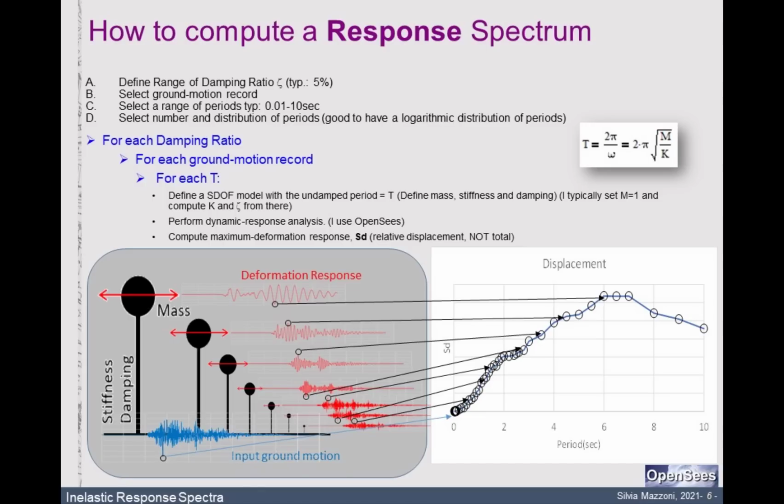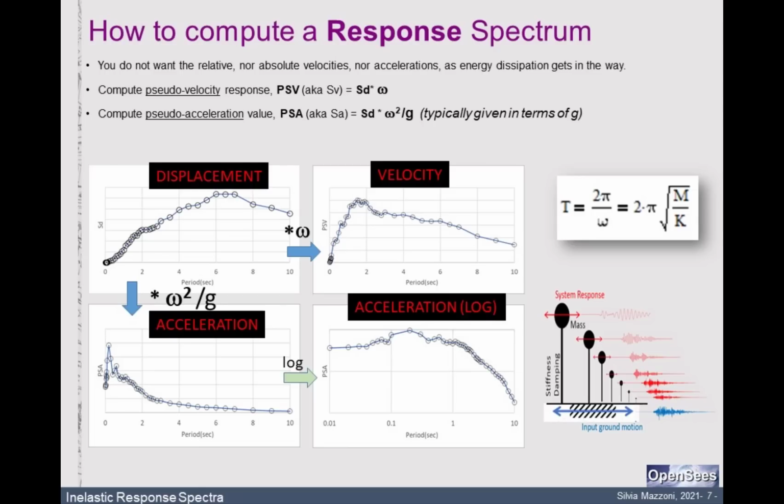We pick a certain ground motion or a set of ground motions, and then we literally run a time history response analysis on that single degree of freedom system. We pull out the maximum absolute value of the response, and we plot it as a function of period. From that, we get the spectral displacement. Typically in elastic response spectra, we then take that displacement and convert it into pseudo acceleration and pseudo velocity.